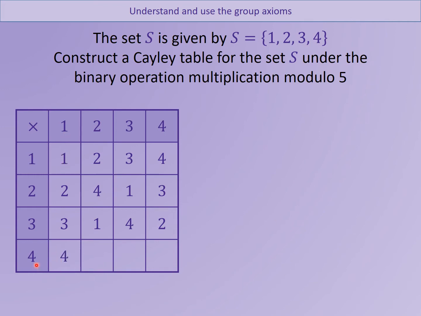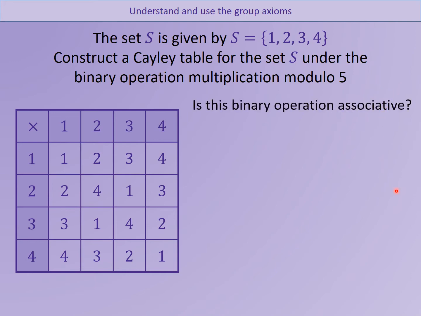4 times 1 is 4, 4 times 2 is 8, that's okay, that's 3. 4 times 3 is 12, we just did that one, it's 2. 4 times 4 is 16, so that's the same as taking away 5, take away 5 again, that's going to get you 6, take away another 5 would get you 1. Okay, so there we go, I've filled up my Cayley table for the set 1, 2, 3, 4 under the binary operation of multiplication modulo 5.